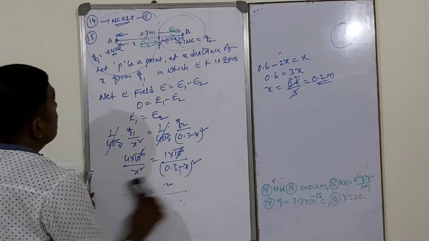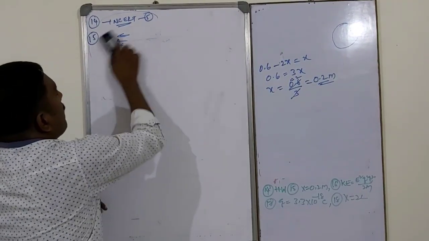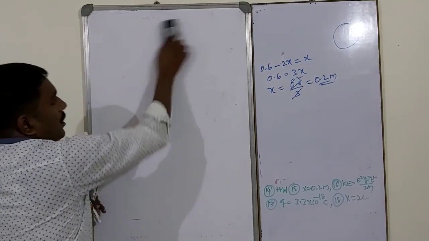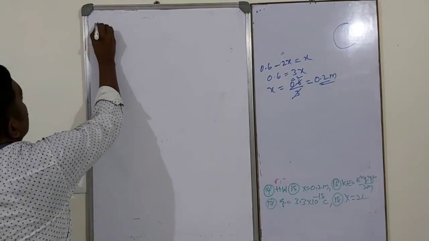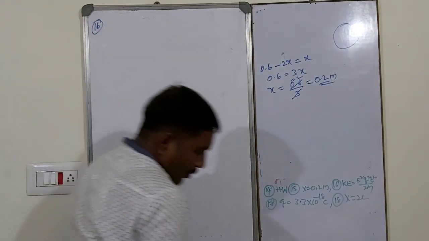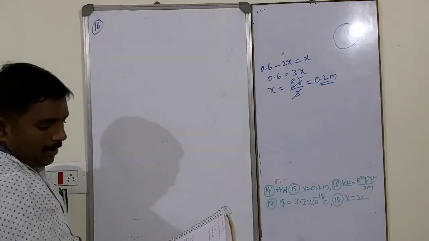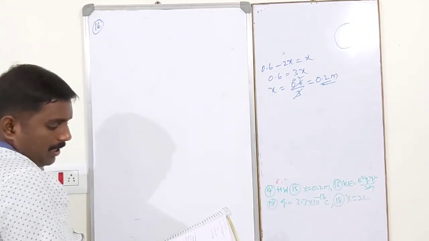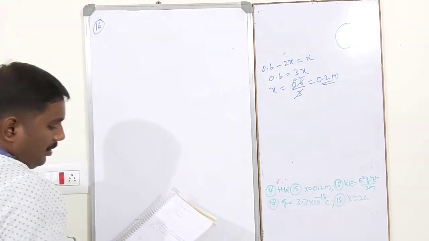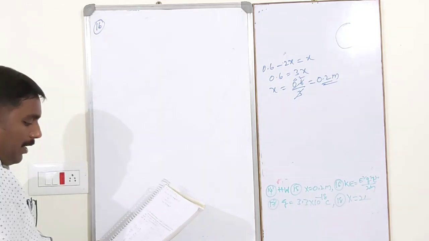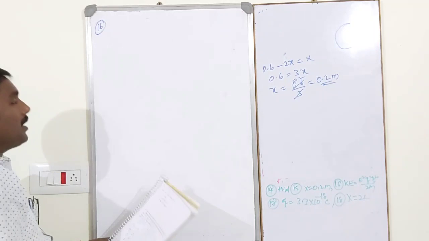Next one, that is the 16th problem. A charged particle of mass m, charge q is released from rest in a uniform electric field E. Neglect the effect of gravity. What is the kinetic energy of the charged particle after t seconds?